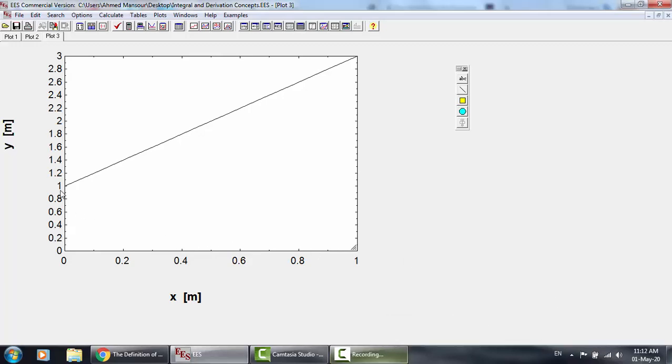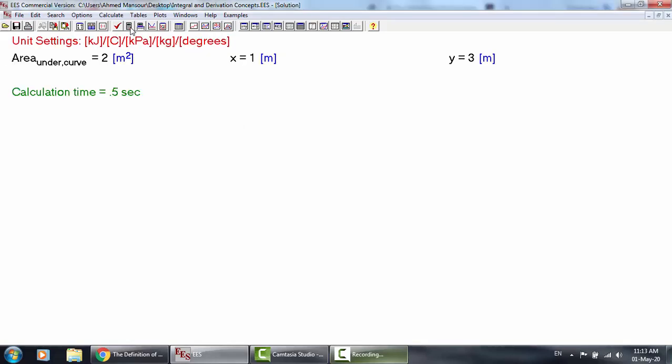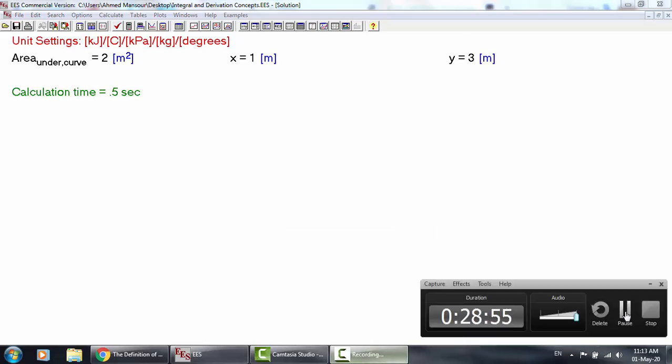so gentlemen, the area under this line is 1 multiplied by 1. It will be 1 square meter, and a half multiplied by 1 multiplied by 3 minus 1, which is 2. So we have here what? So we have here 2 square meter, and it matches. This is awesome.